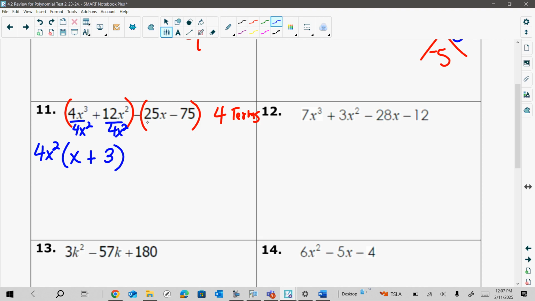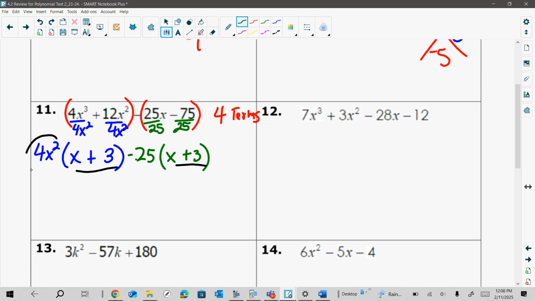My GCF in the next two is 25. Now, there's a minus sign here, so if I take out a negative 25 here, that's going to be just x. That would still stay a negative 25 here. For this to be a negative as well, this has to be plus 3, because a negative 25 times a positive 3 would give you the negative 75. This is our common binomial.